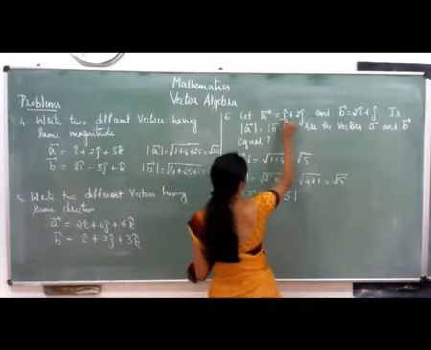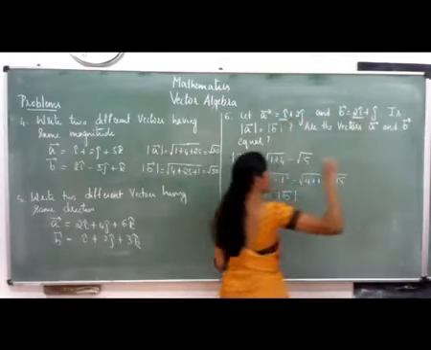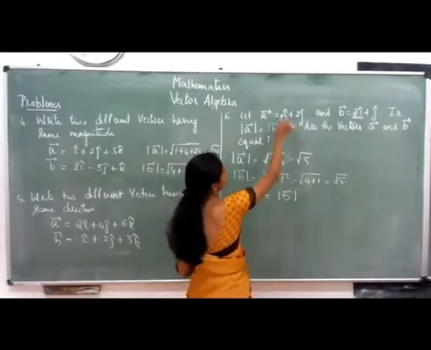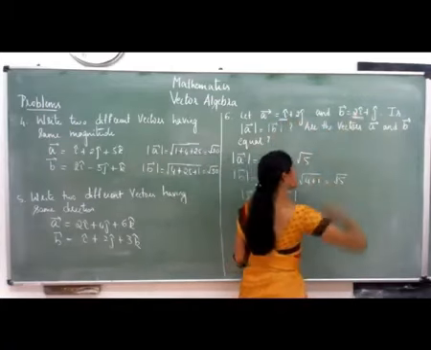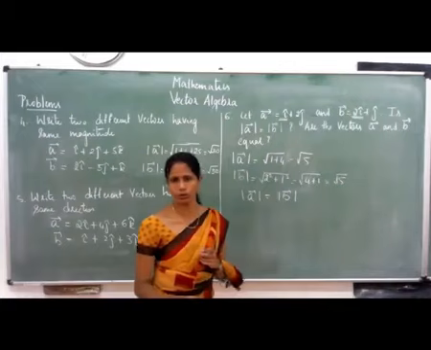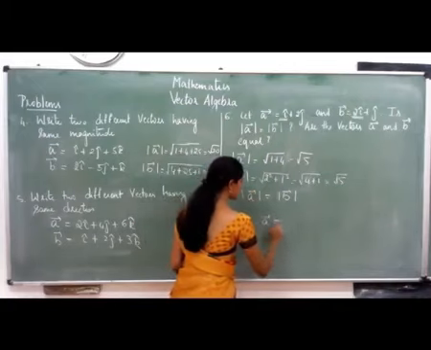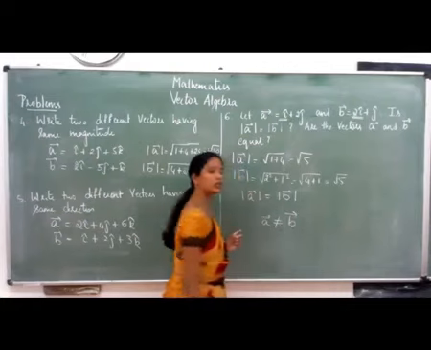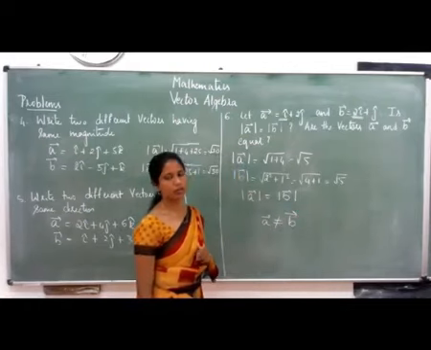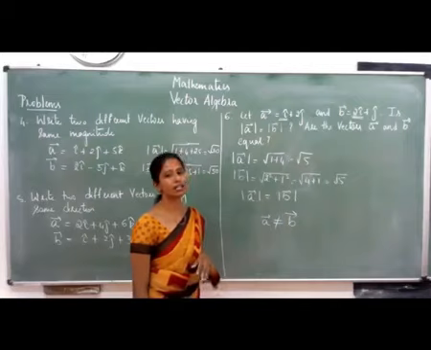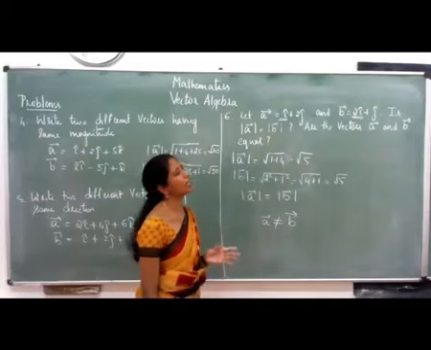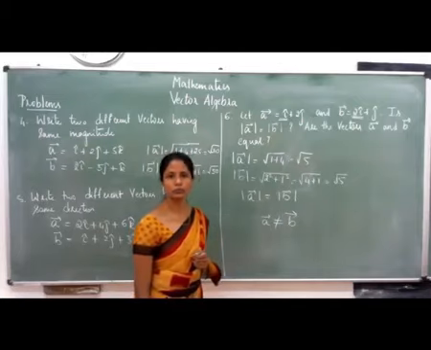That is, this component should be the same as this one, the i component. Here, if you see, here it is 1 and here it is 2. Is 1 equal to 2? No. So you can conclude vector A is not equal to vector B, because A1 is not equal to B1 and A2 is not equal to B2.